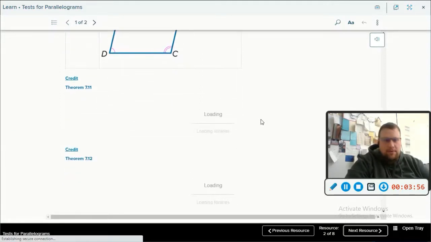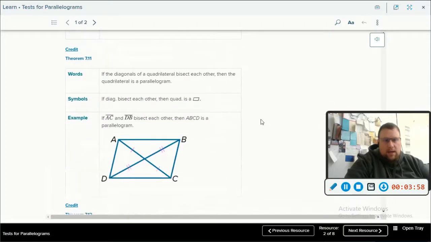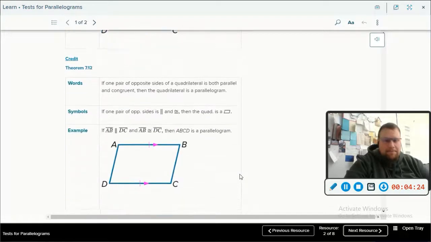Let's go. And this one's awesome too. 7.11. We did this one, right? 7.11 says if the diagonals bisect each other, so if you can prove that these diagonals are bisectors, so they cut each other in half, then the quadrilateral is also a parallelogram. Again, pause this, write it down, let's move on.